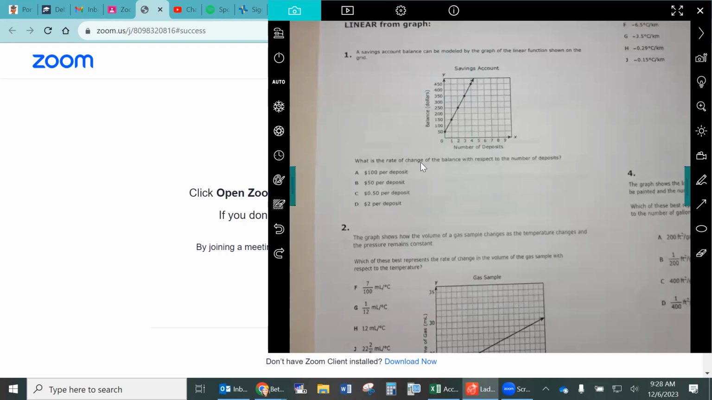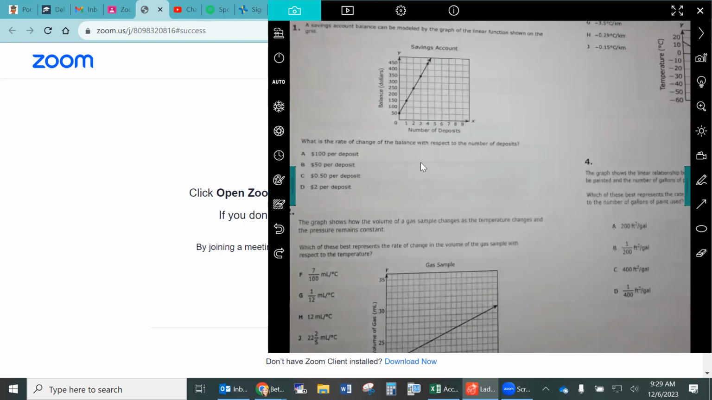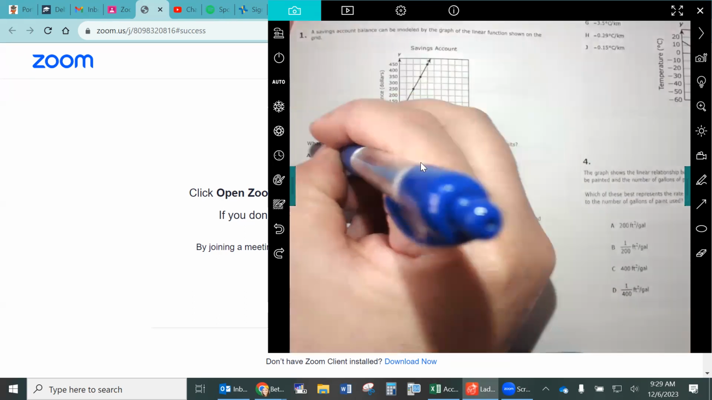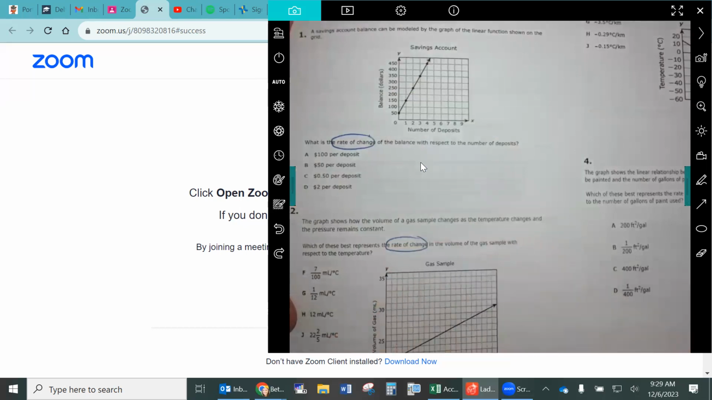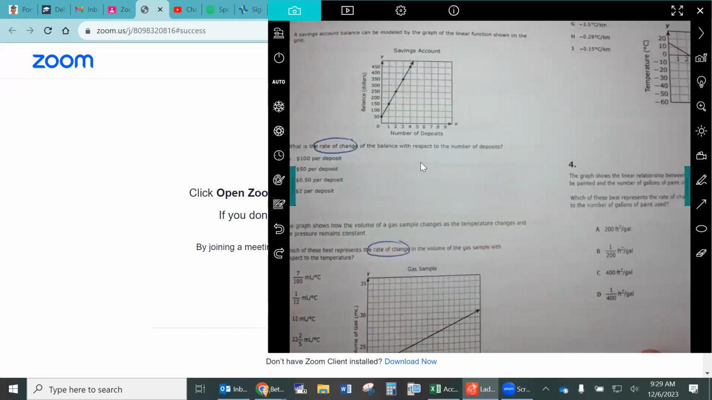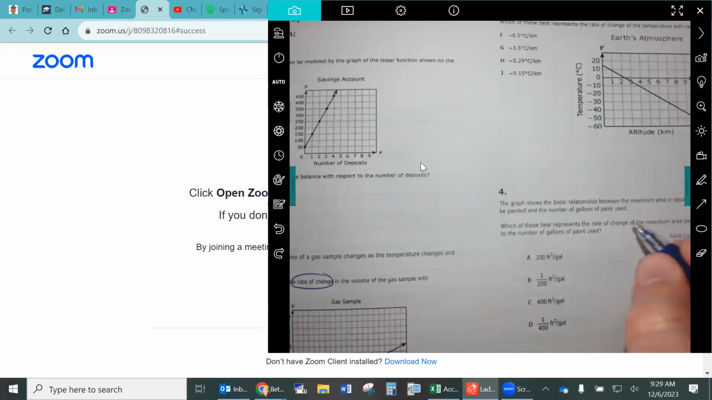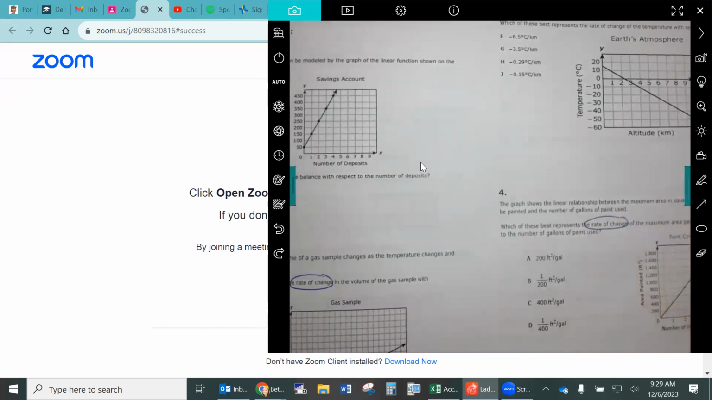If you'll take a look at your first page, you are asked to find the rate of change for several different questions. So you'll see rate of change here, rate of change here, and over on this other column, again, we're looking for rate of change. So let's review what rate of change means.